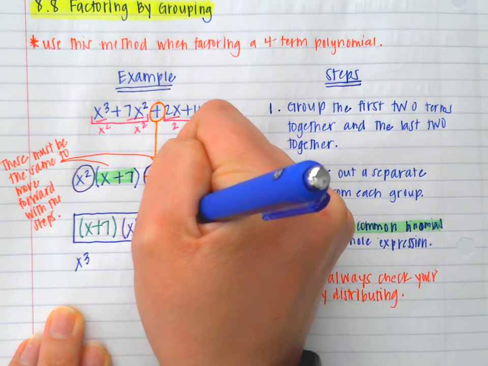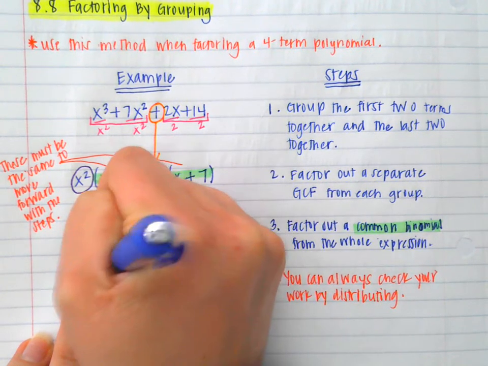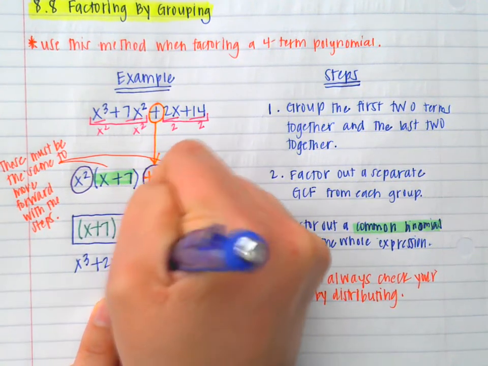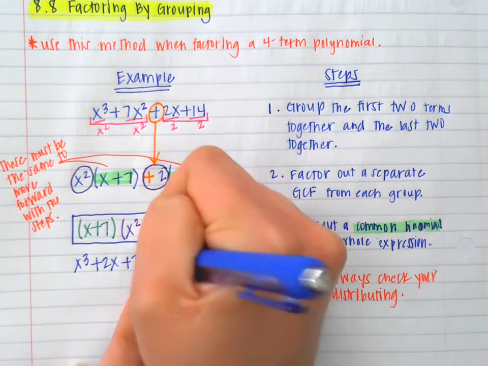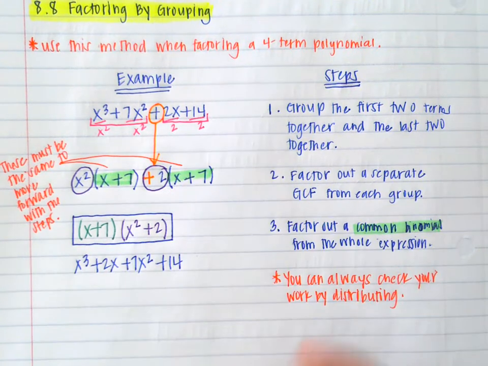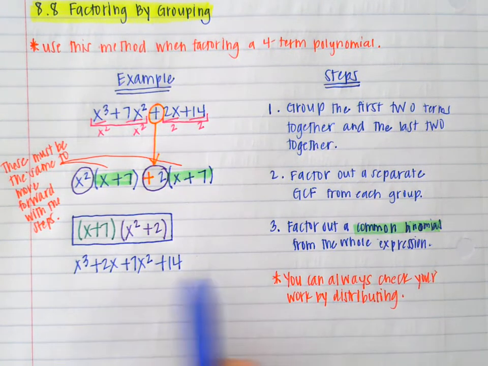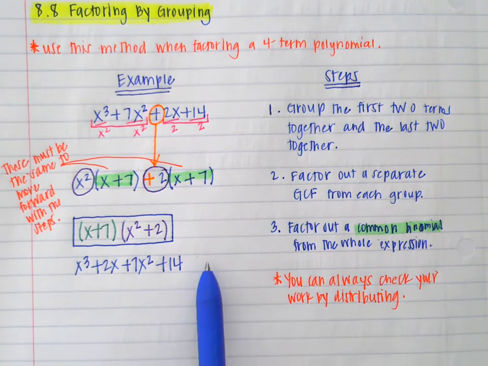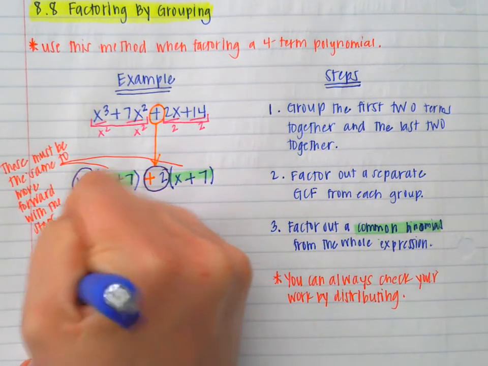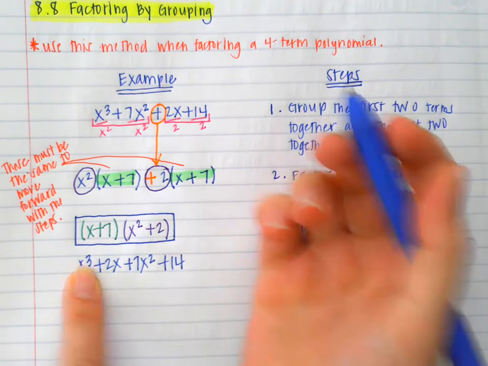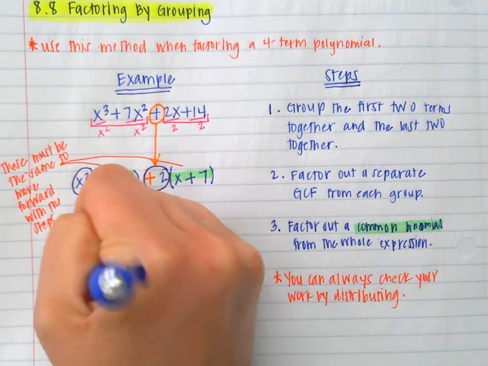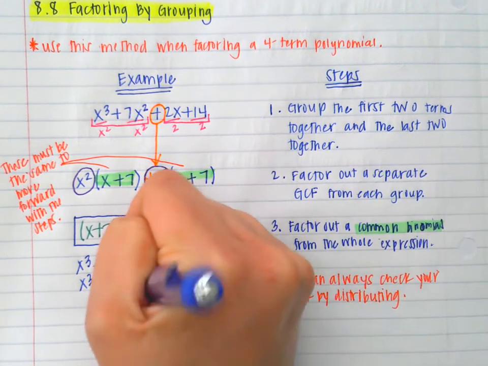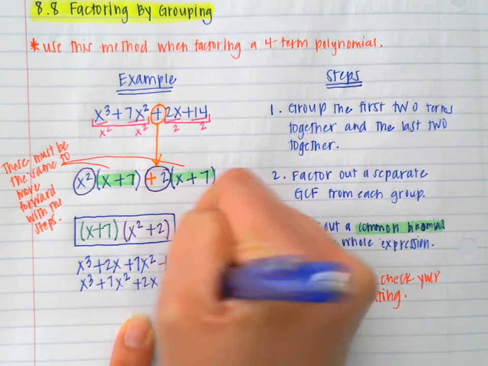X times 2 is 2x. 7 times x squared is 7x squared, and 7 times 2 is 14. Now, this isn't in standard form, so if we were to write it in standard form, remember that's like highest exponent to lowest exponent. It would be x cubed first, because that's my highest exponent, then 7x squared. That's my next highest exponent, and then 2x, and then 14.